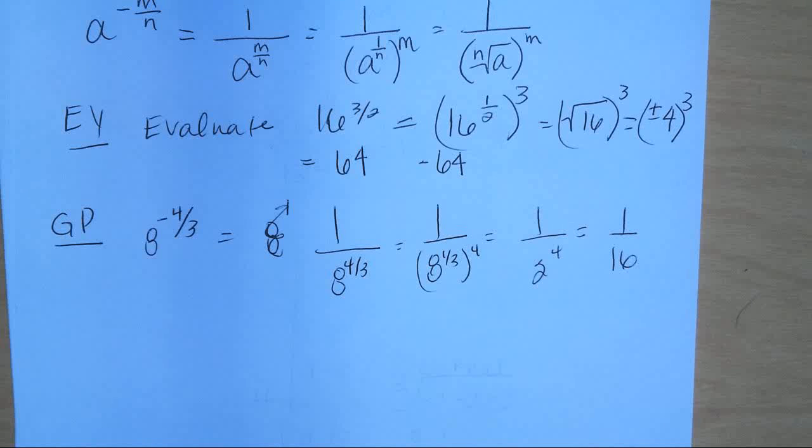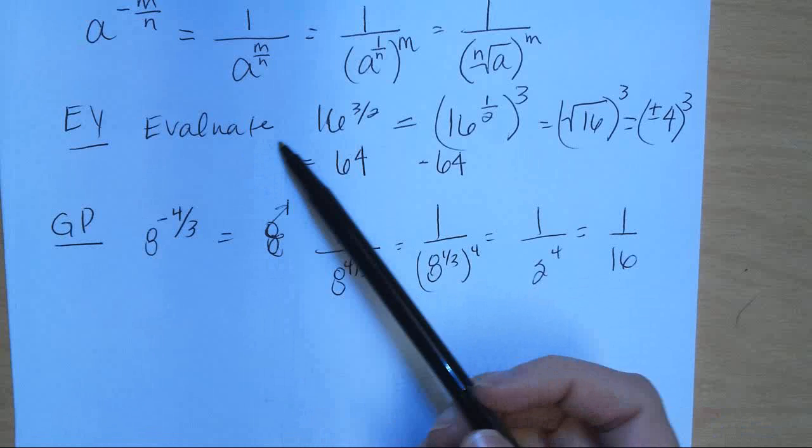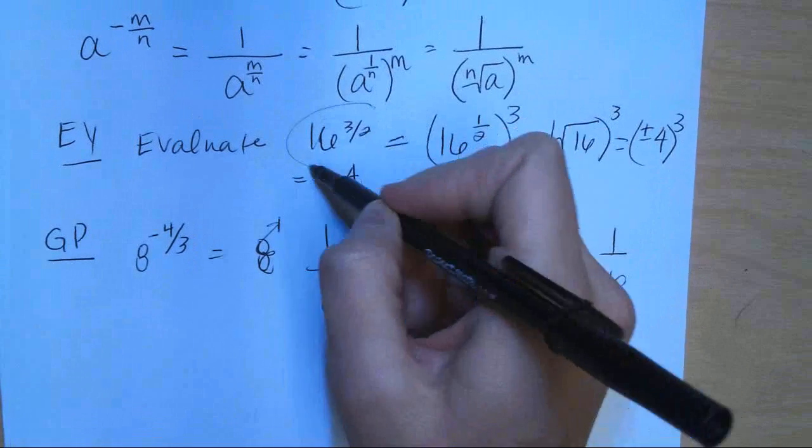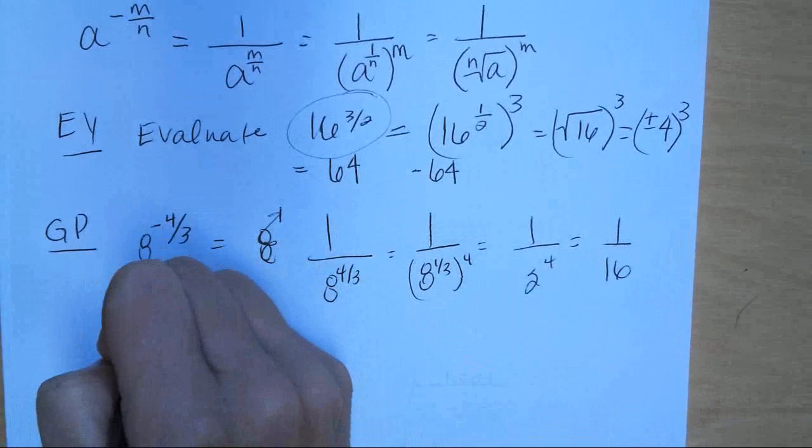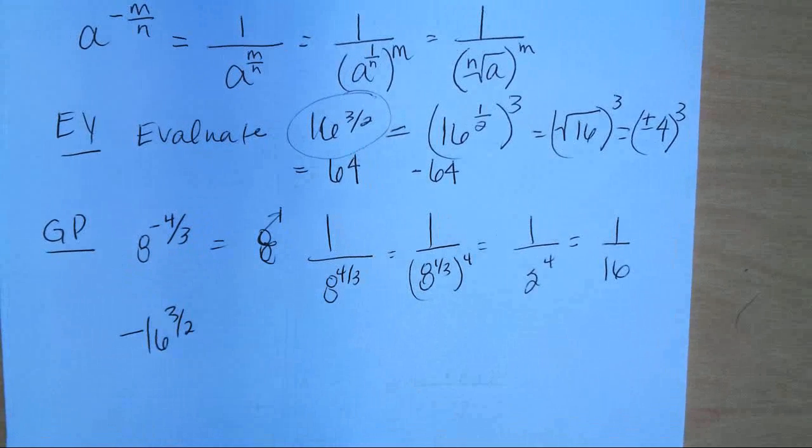And the reason I said earlier that you really only have to worry about this on the solving problems is on the solving problems you're trying to figure out what x could actually be. So x could be plus or minus if you have an even root. Now, when we're evaluating them like this, so this example I just said evaluate, and we said plus or minus 64. Really, if I wanted you to get the negative 64, I would have written this as negative 16 to the 3 halves. And when you get the answer, you would get negative 64.